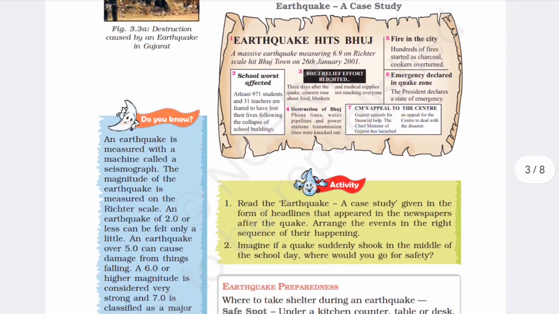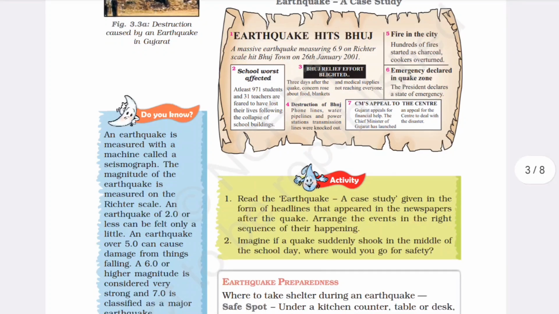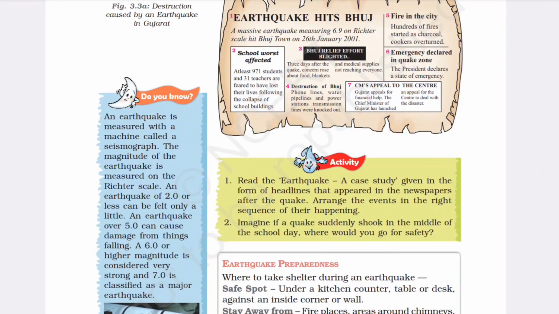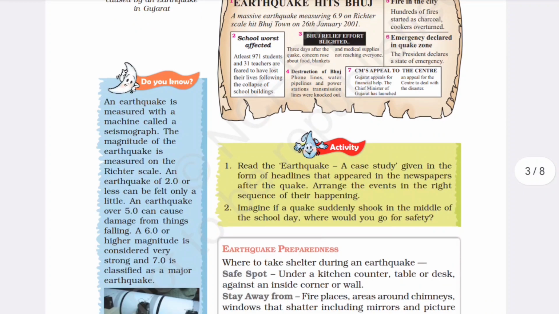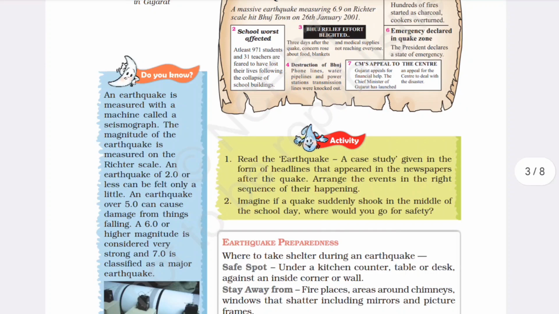Destruction of Bhuj: phone lines, water pipelines and power station transmission lines were knocked out. Fire in the city: hundreds of fires started as charcoal cookers overturned. An emergency was declared in the quake zone. The President declares a state of emergency. The Chief Minister appeals to the center. Gujarat appeals for financial help; the Chief Minister of Gujarat has launched an appeal to the center to deal with the disaster.